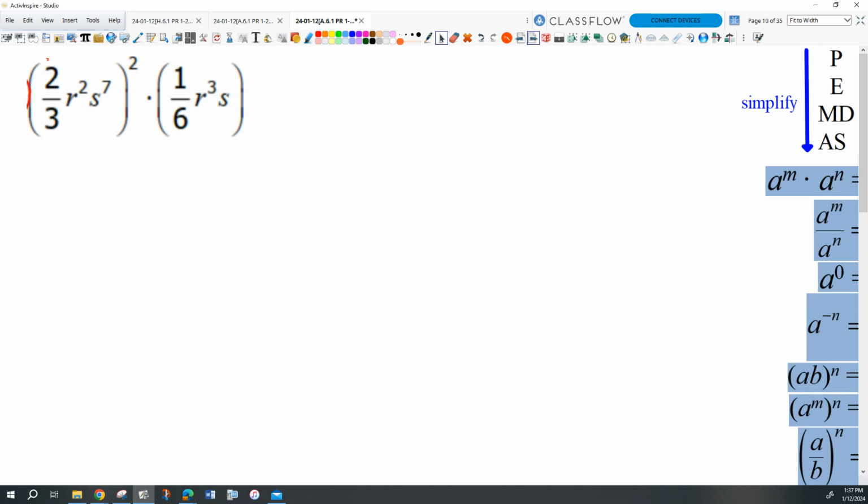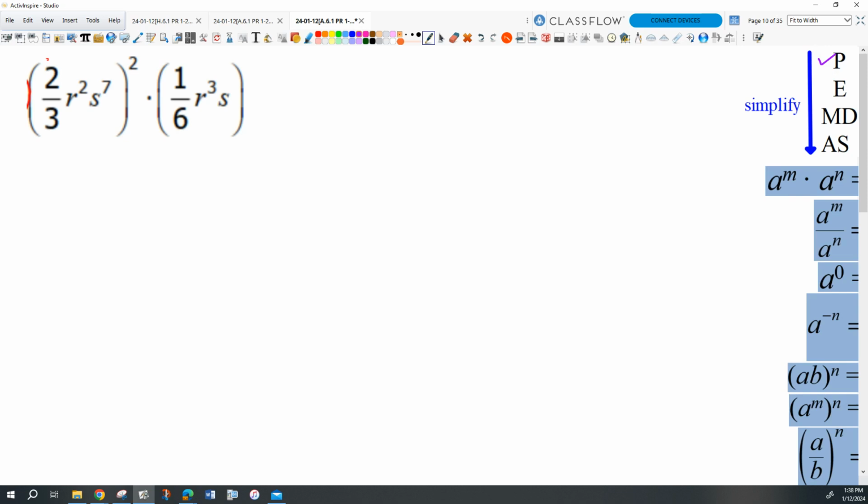Well, I guess there are some parentheses here, aren't there? So then we want to look inside each of those parentheses and see if there's anything inside that we could simplify. Well, is there anything here we could simplify inside? Nothing, right? 2 over 3 is already a reduced fraction. R to the 2nd times S to the 7th. Those are not like bases, so I cannot combine them. And same thing here, right? Nothing I can do inside the parentheses. So we can kind of check that first layer off. Nothing to do with parentheses.